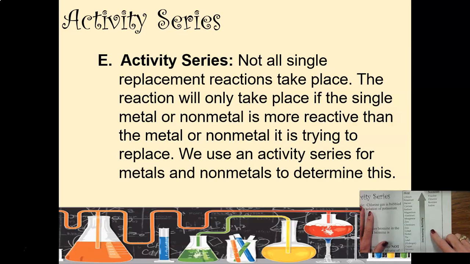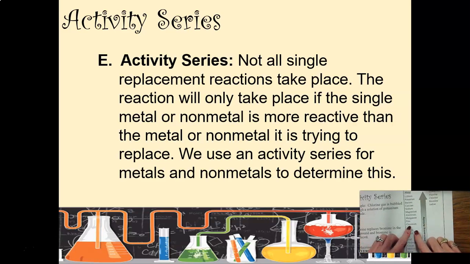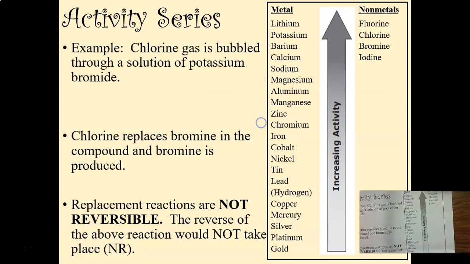However, let's say chromium is in a reaction, and it's trying to replace calcium. Chromium is lower on the activity series than calcium, so that means chromium cannot replace calcium. Chromium cannot replace anything above it, but it can replace anything below it. Okay, so that's the way that the activity series works. Here's a copy of the activity series. You are welcome to print this page if you need to.